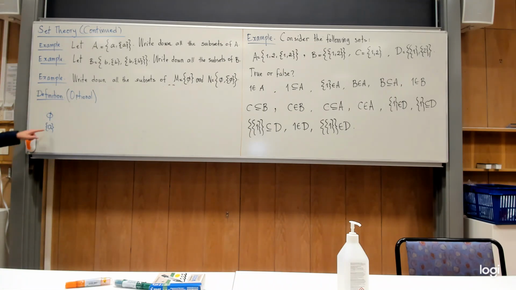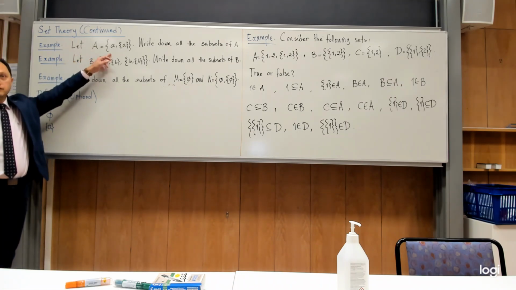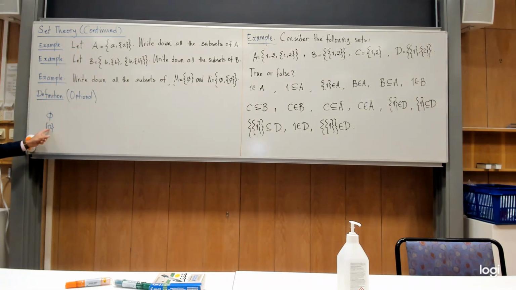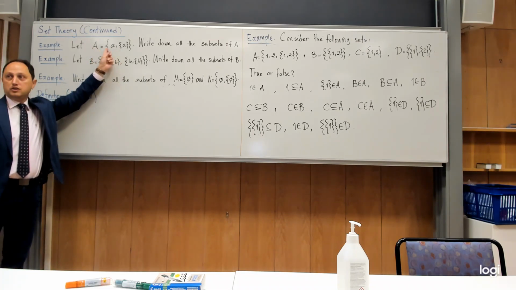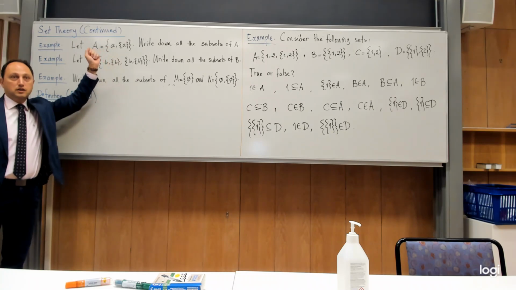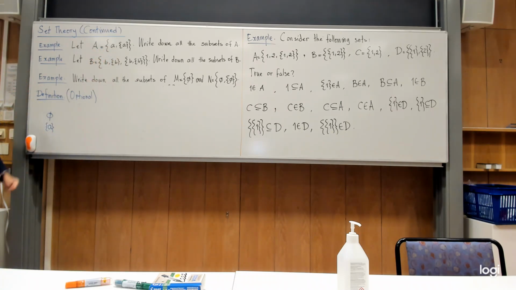Let us check. Is this a subset of that one? Yes. Why? Because whatever is a member of this set, which is only one thing, A, is also a member of this set, not because of this, because of the first one. Is that understandable? Okay. So this is one subset. Another subset, can you tell me?